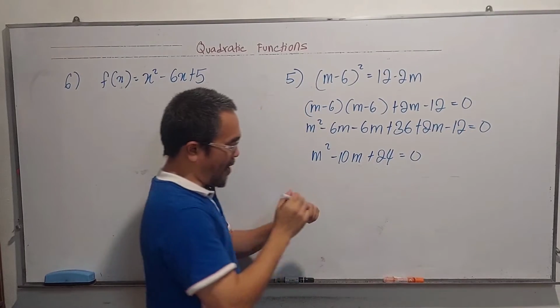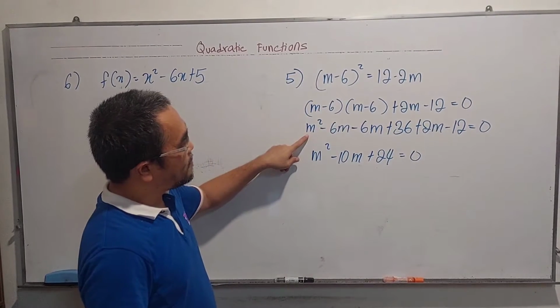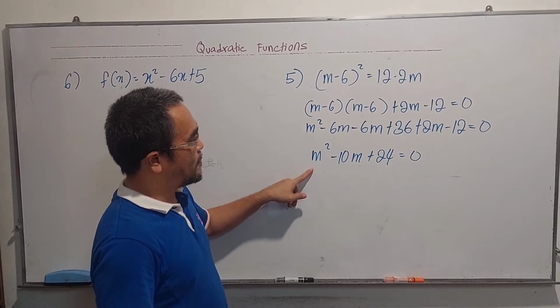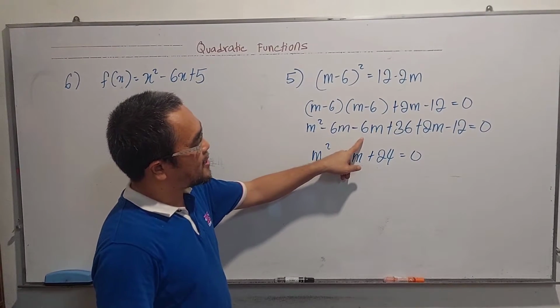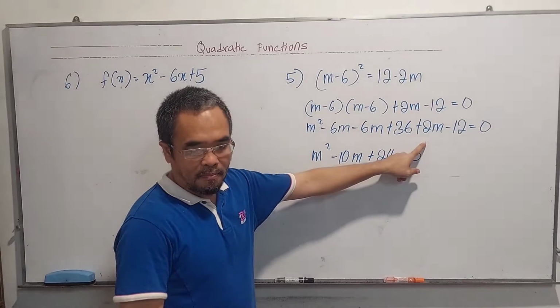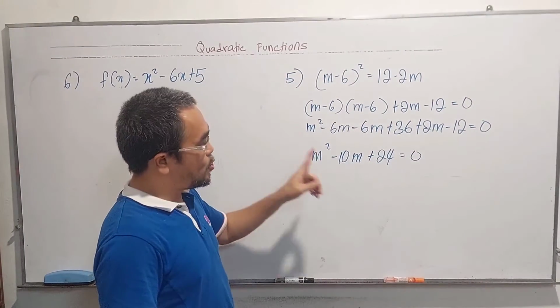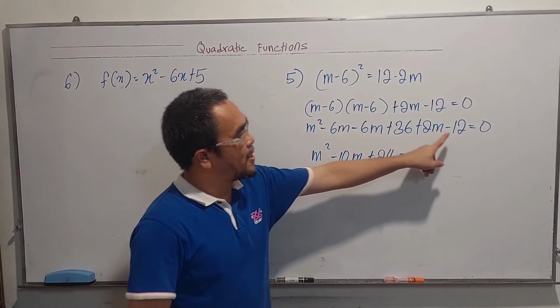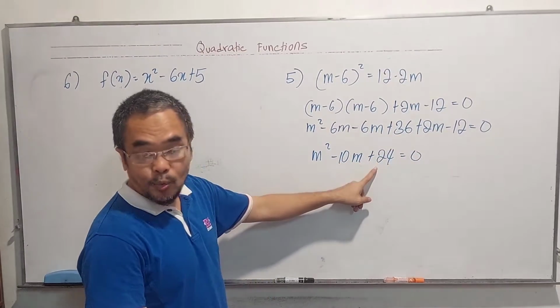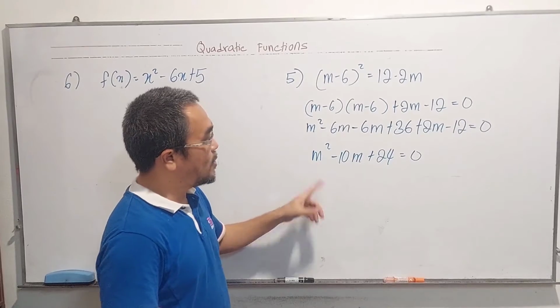And you should simplify. So m squared. Then m will be negative 6m plus 2m. You calculate, you should get negative 10. And 36 minus 12, you should get 24. So, shown.